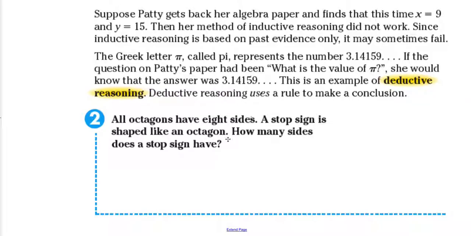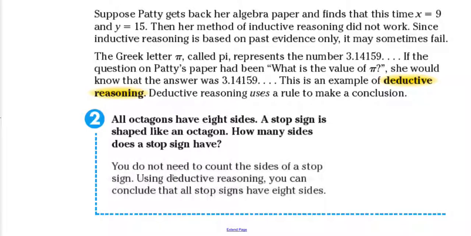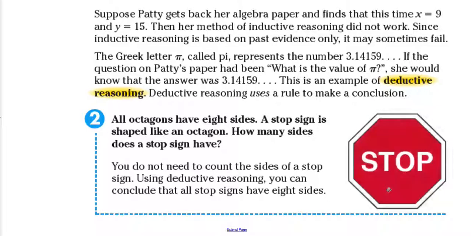This is how example number 2 looks. All octagons have 8 sides. A stop sign is shaped like an octagon. How many sides does a stop sign have? This is a good example of deductive reasoning. You do not necessarily need to count the number of sides on the stop sign, because using deductive reasoning, you can conclude that all stop signs have 8 sides.